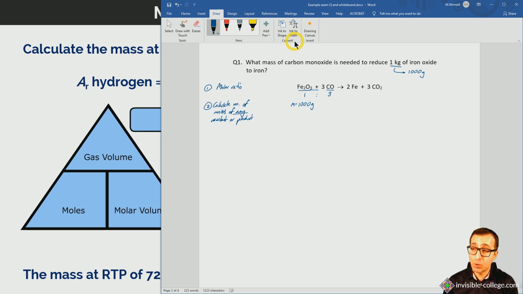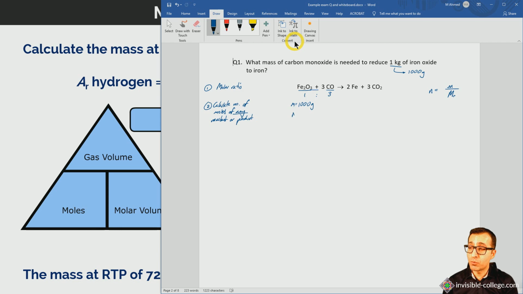To calculate the number of moles of this, we would need the relative formula mass of iron oxide, because remember, number of moles is equal to the mass in grams divided by the relative mass of a substance. Because this is an exam question, you would have a periodic table available to you. If you look up the relative atomic mass of iron, it's 56. Relative atomic mass of oxygen is 16. I'm rounding to the nearest whole numbers here.